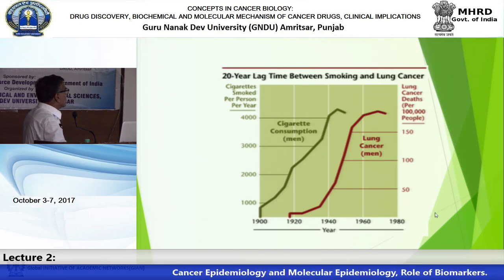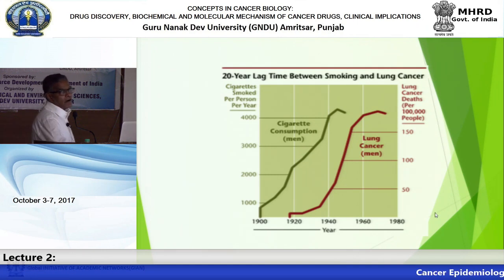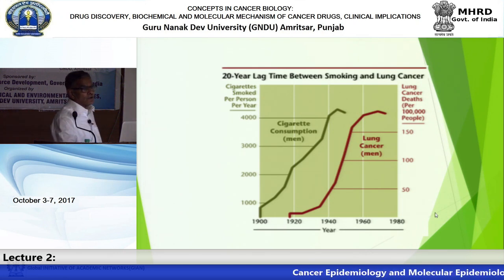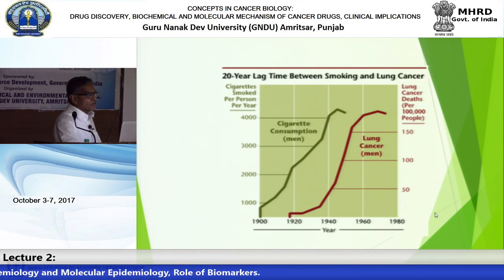And so this is the smoking. Cigarette consumption kept on going up since then, all the way. And if you look at 20 years later, the cancer incidence almost parallels it. So there's a clear sign that the correlation between cigarette smoke and cancer is very important.